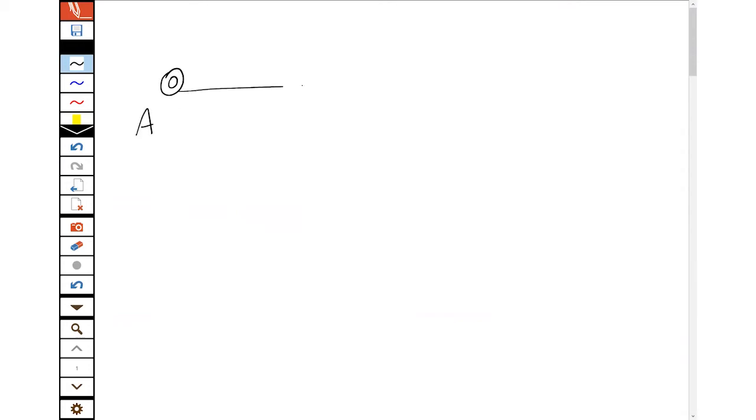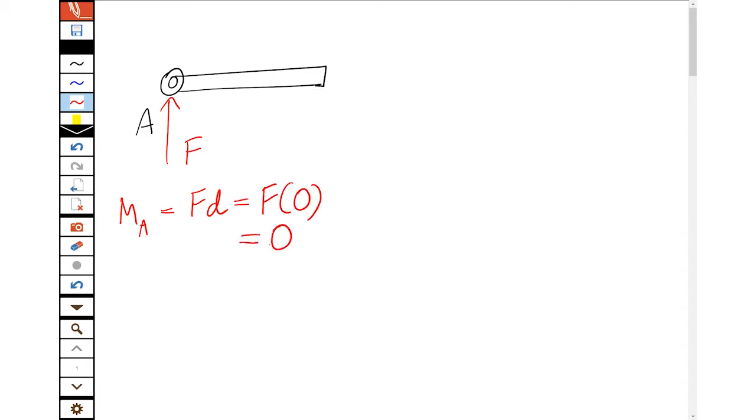If we have our pivot point and our nice door, and we apply another force at the pivot point, now the moment around A is the force times the perpendicular distance, but the distance is 0. So the moment is 0 Newton meters. It doesn't cause any acceleration around that pivot point.